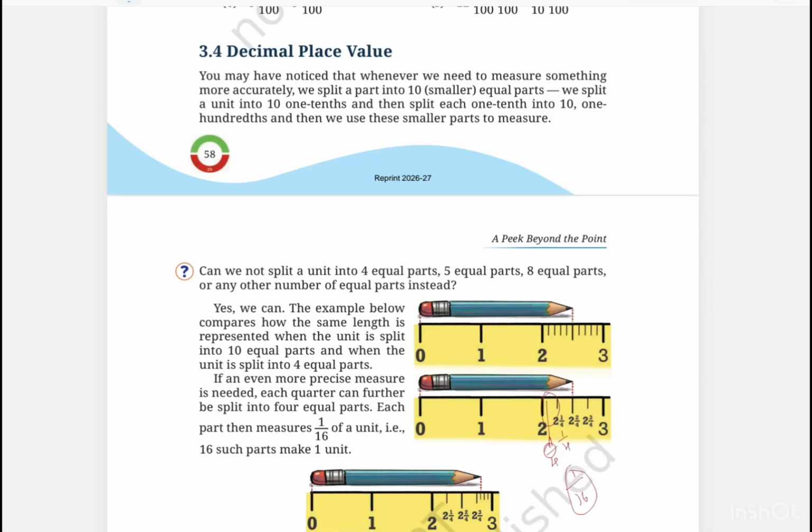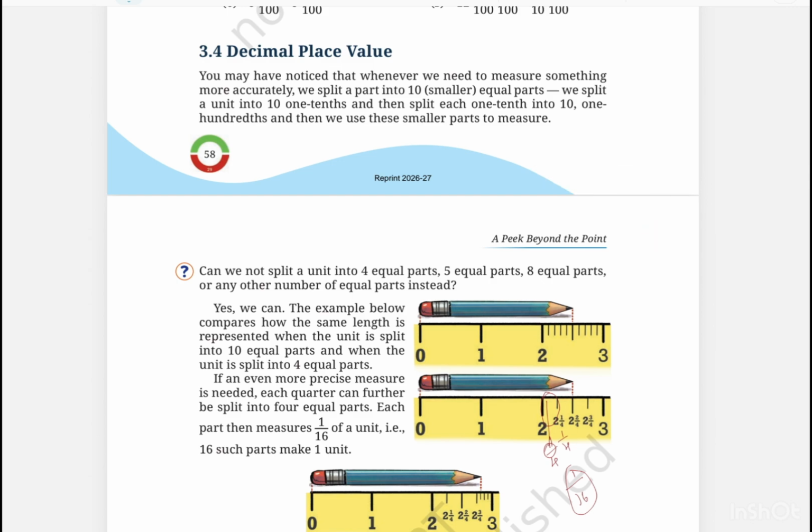Hi children, in this section 3.4 decimal place value, we will discuss the introduction of the decimals. So we divide the unit from 0 to 1 into 10 units. Each unit will be 1 by 10, and again this 1 by 10 is divided into 10 units. So we get each unit as 1 by 100.